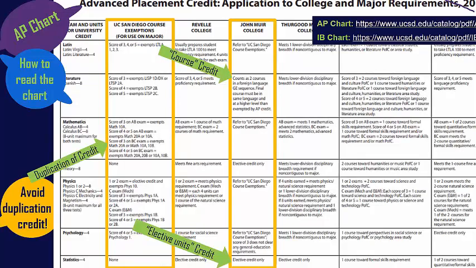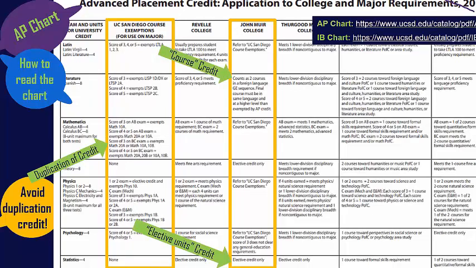Finally, there is duplication of credit. This means that you are enrolled at UCSD in a course where you have already received course credit. The university will remove credit and GPA at the end of the quarter, so you would be left with less units than you thought you had.